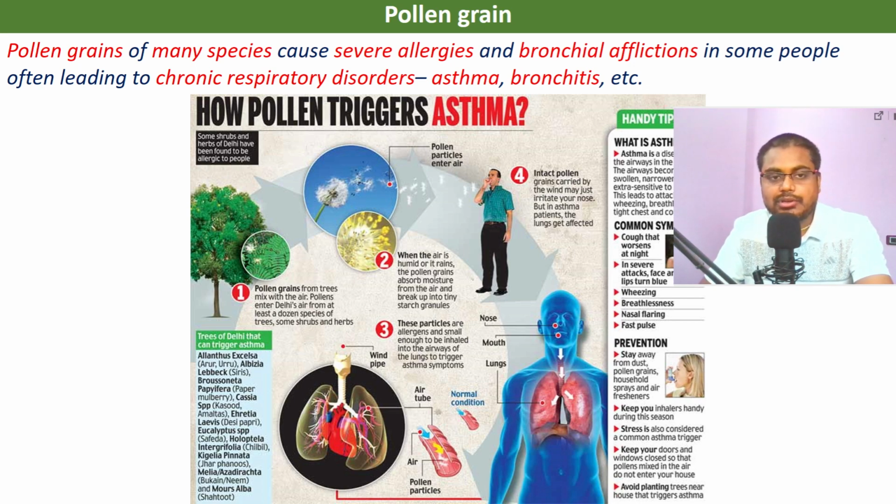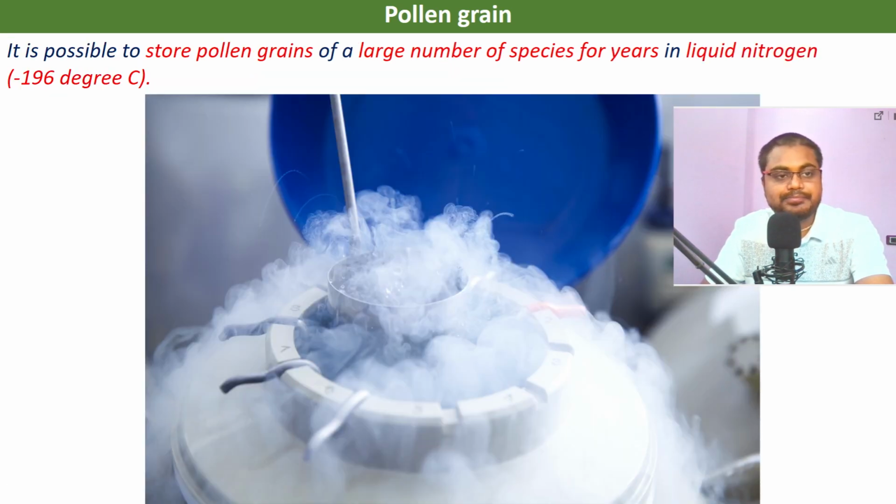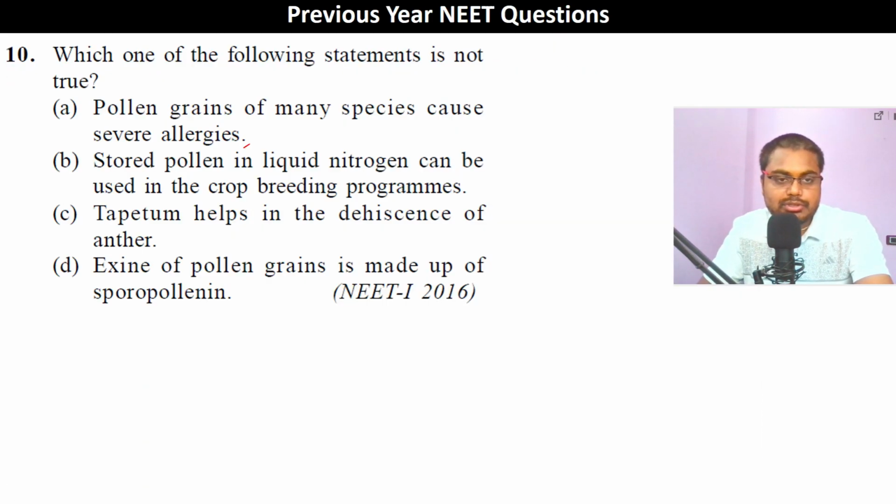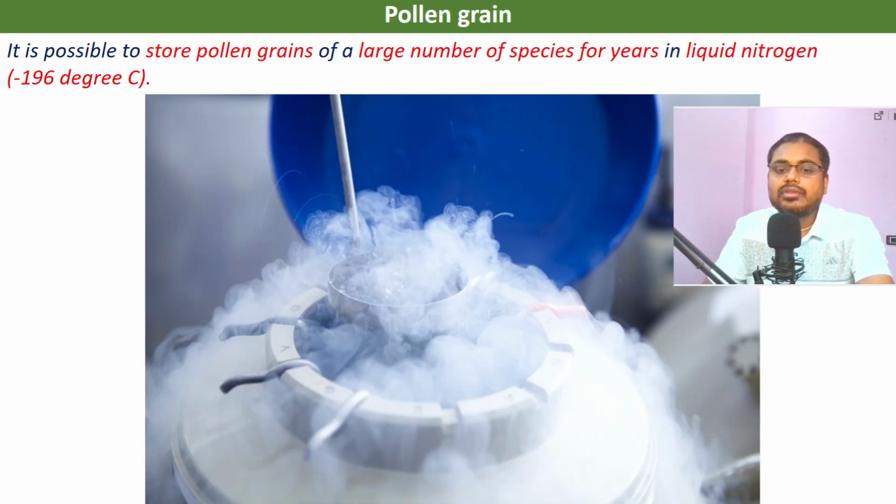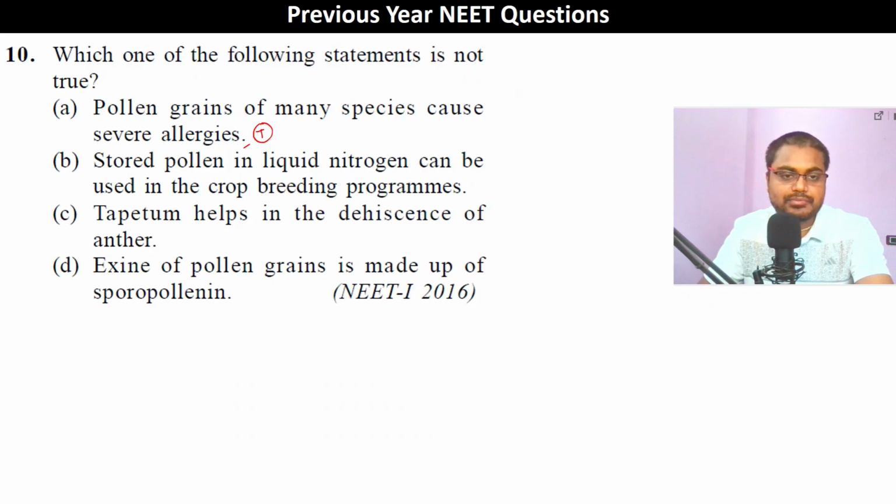We can see also it is mentioned how the pollen triggers asthma. So this is true. Second statement, stored pollen and liquid nitrogen can be used in the crop breeding program. That is also true. And we have again this statement directly from NCERT. It is possible to store pollen grains of a large number of species for years in liquid nitrogen at minus 196 degree centigrade. So yes, this is so. Why do we want to store? So that we can use them for breeding programs. So that is also true. This is a true statement.